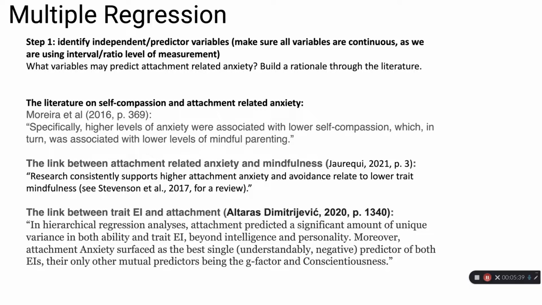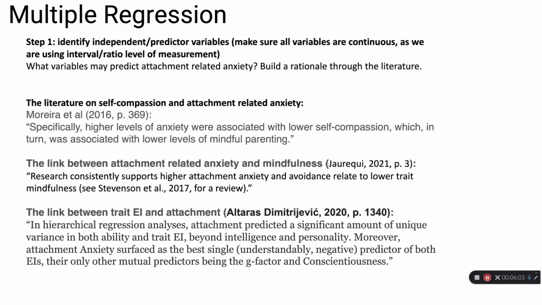Moreover, attachment anxiety surfaced as the best single, understandably negative, predictor of both emotional intelligences. Their only other mutual predictors being the G factor and conscientiousness. So we can see strong evidence for a link between emotional intelligence and attachment. So we also wanted to look at trait emotional intelligence as one of our independent variables.